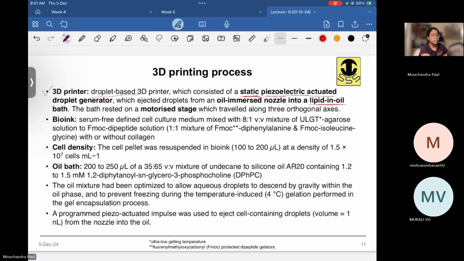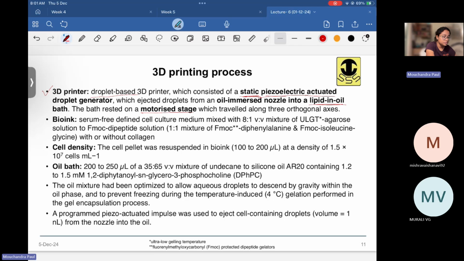Okay. And here, which component is moving? It is the stage that can move in all XYZ directions. Okay. The stage can move, and through the movement of the stage, we are controlling the position where the droplet will fall. Okay. What's the bioink that they used?